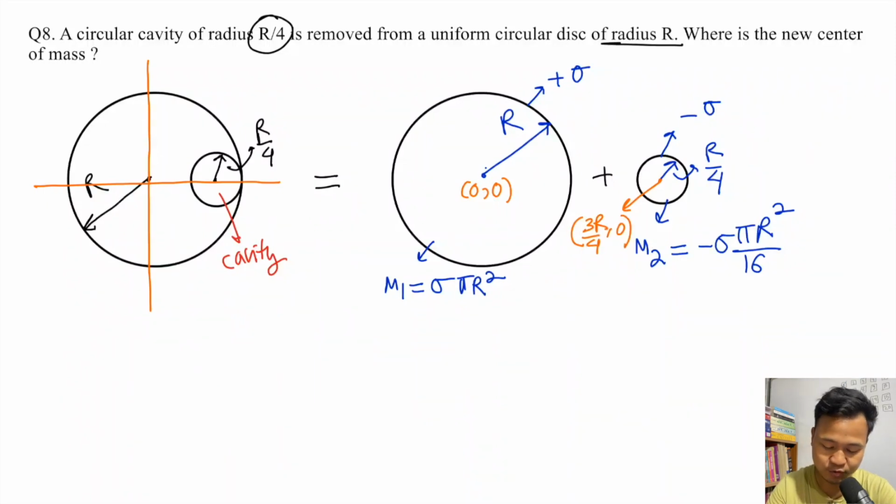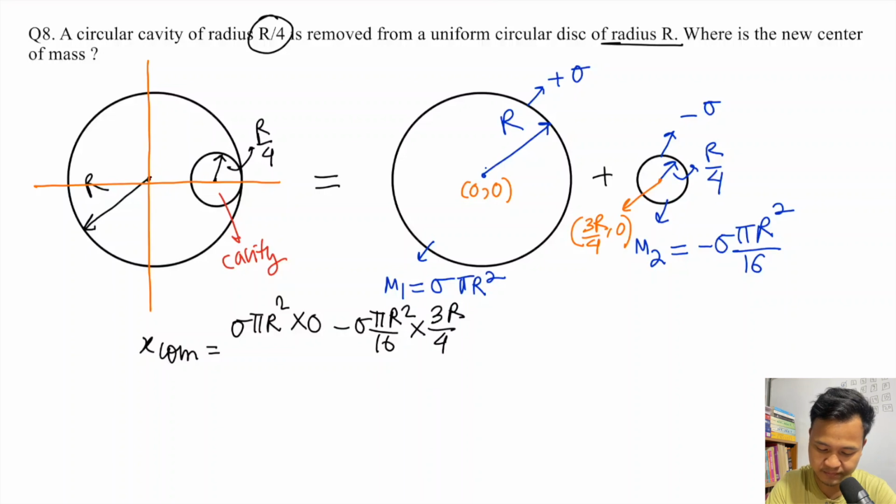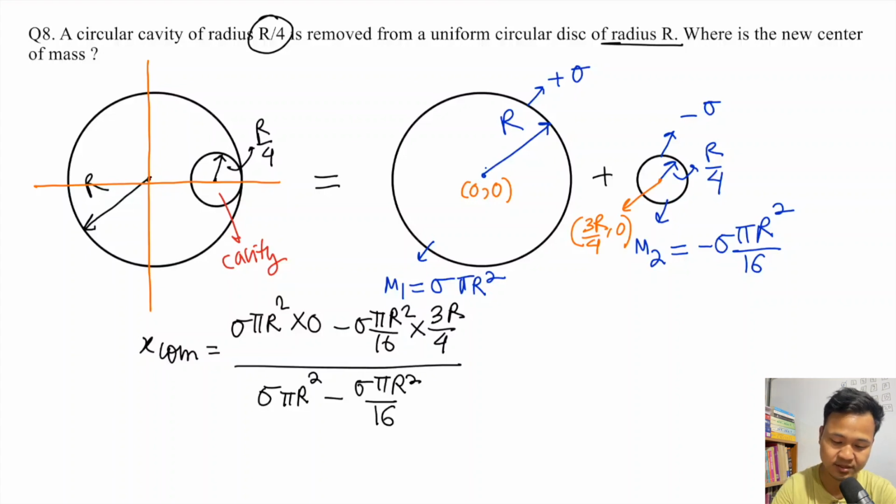So center of mass x_com is: m1 is sigma into pi r square into x1 which is 0, plus m2 which is minus sigma into pi r square divided by 16 into x2 which is 3r by 4, divided by m1 which is sigma into pi r square minus sigma into pi r square divided by 16. Okay.